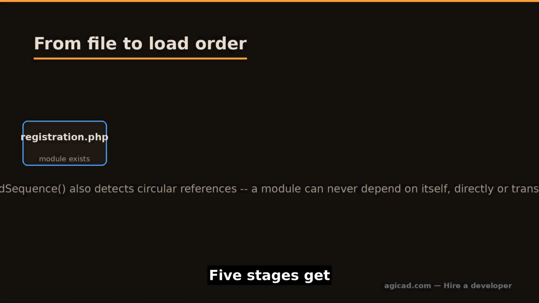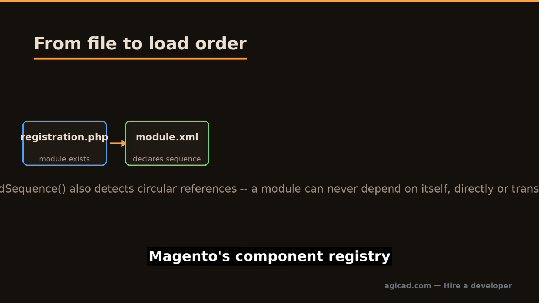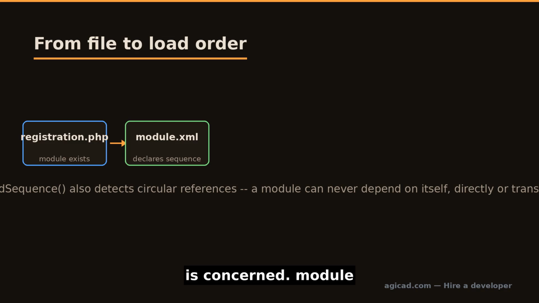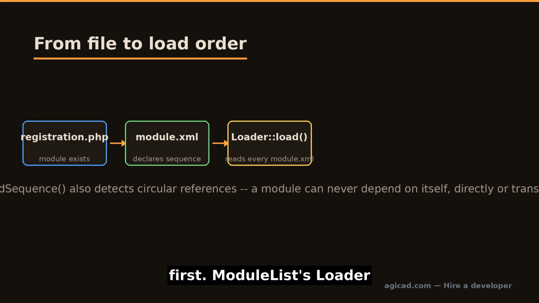5 stages get a module from existing on disk to a fixed position in the load order. Registration.php makes the module exist as far as Magento's component registry is concerned. Module.xml, specifically its sequence block, declares which other modules have to load first. ModuleList's loader class reads every module's module.xml off disk and builds one big associative array out of them.